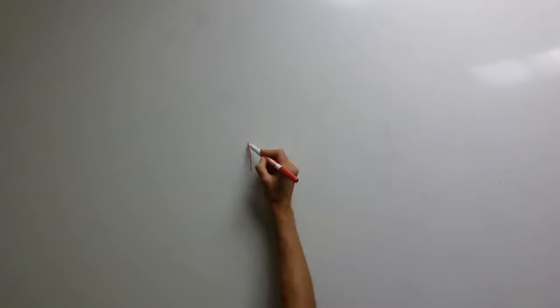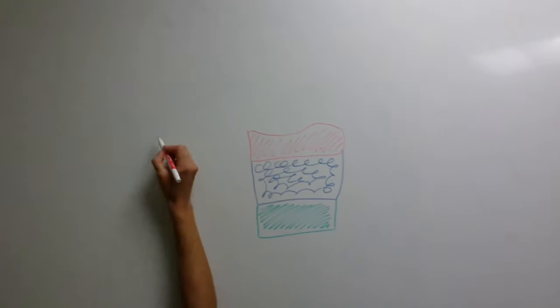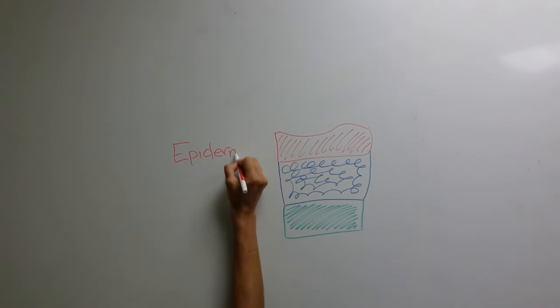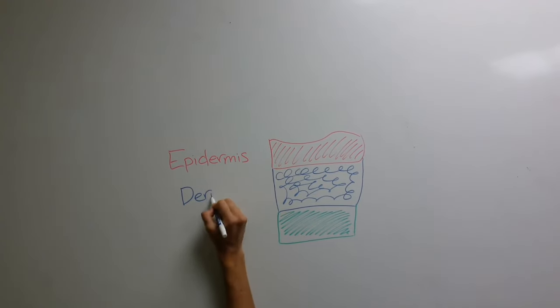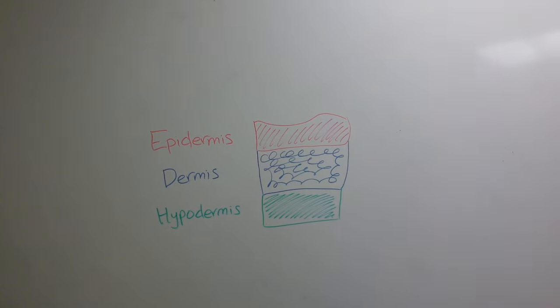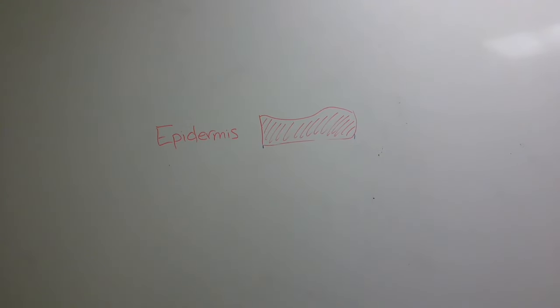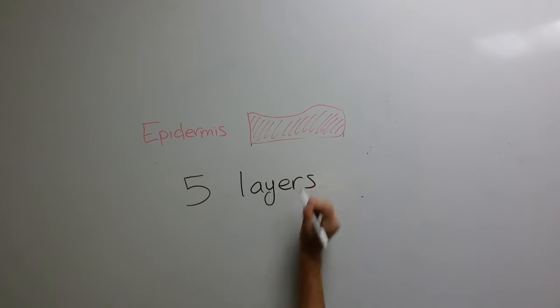Now what you may or may not know is that the skin is composed of 3 different layers. The top layer is going to be called the epidermis. The middle layer is going to be known as the dermis, and the last layer is going to be known as the hypodermis. But keratinization and cornification only focus on the epidermis, which is composed of 5 layers in itself.